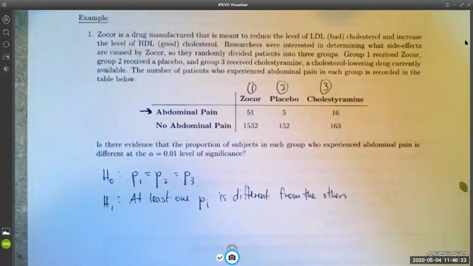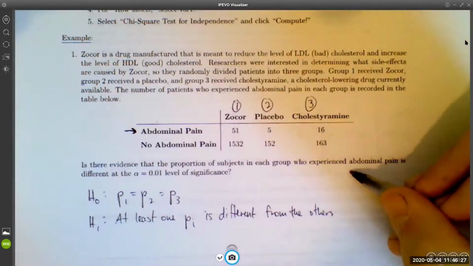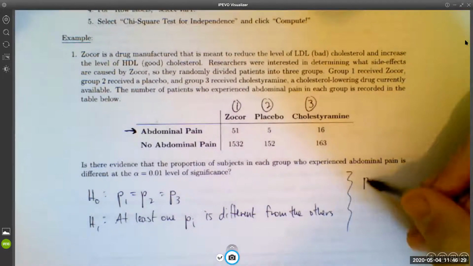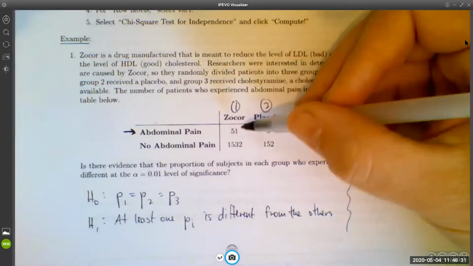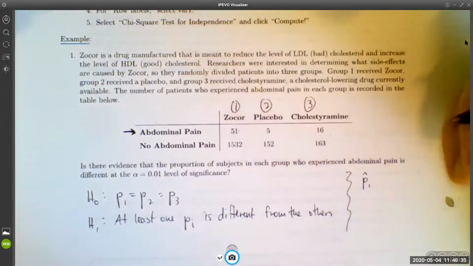Now, if you're trying to develop a little bit of intuition, then before we run the test, we could look at the sample proportions. You say, well, what proportion of people in group 1 experienced abdominal pain? That would be 51 out of 1532.